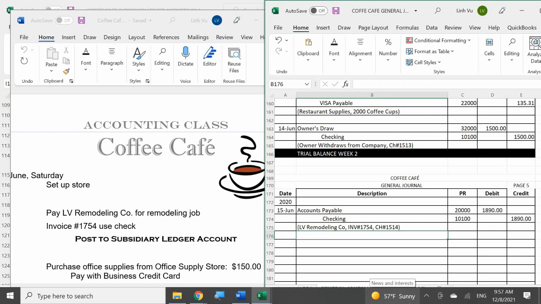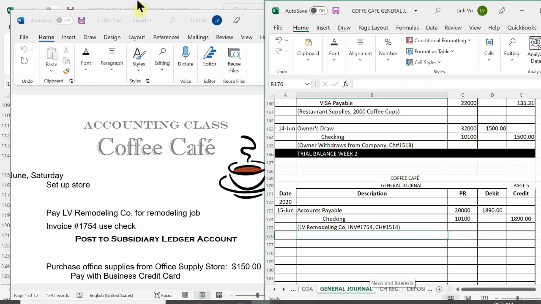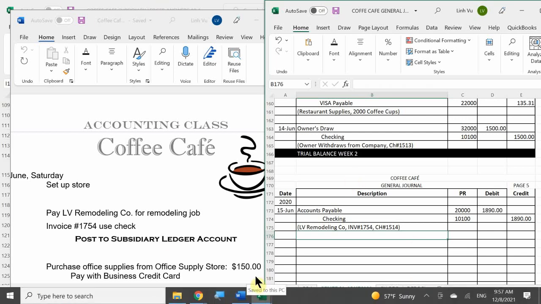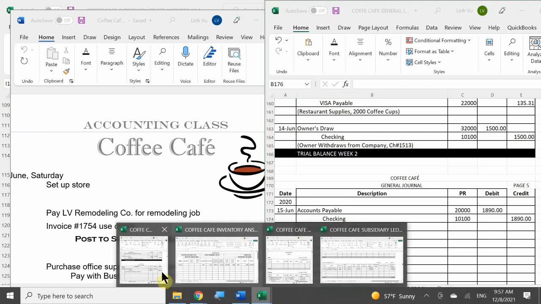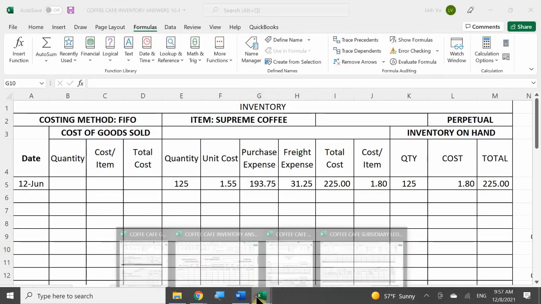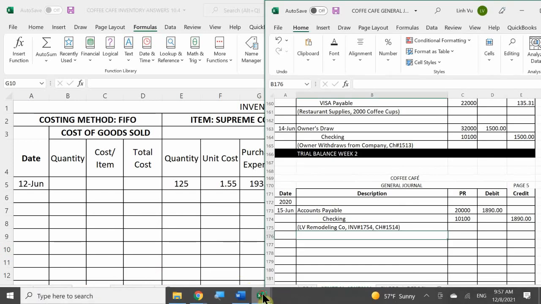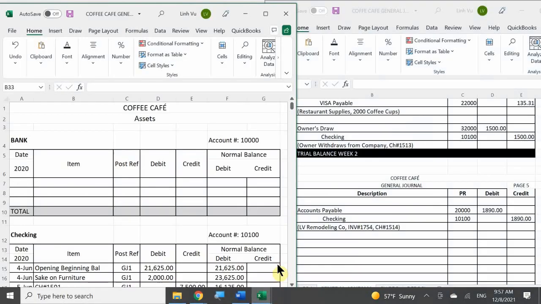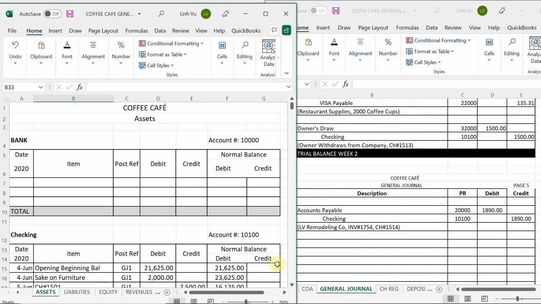So what's next? Ledger checking account and accounts payable settlement. What was the second one? Accounts payable, the Las Vegas remodeling is a subsidiary. Okay, hold on. Do one thing at a time. So what's first? Checking, okay, checking.